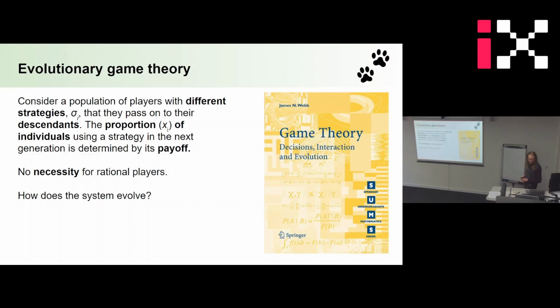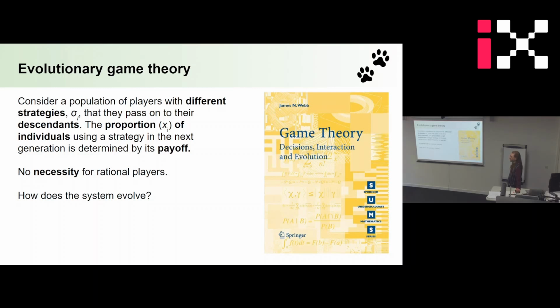What it says here, just to read, because I think you might also be reading what it says on the slide. It says, consider a population with players with different strategies, sigma i. These are what we call strategies, and these are mixed strategies. You have a probability, you do this with this probability, and you do that with this probability. That's strategies.